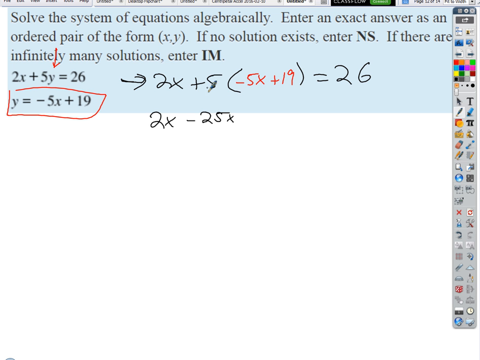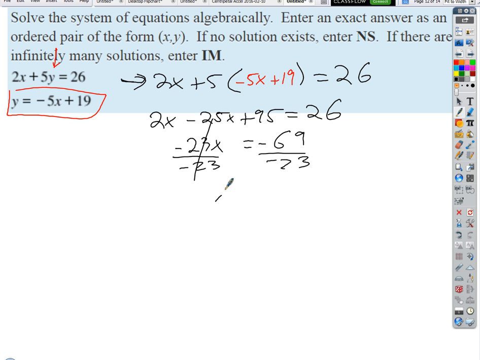Negative 25x, and then that's going to be a big one, isn't it? What's 5 times 19? 95. 5 times 20 would be 100, minus 1 times 5 would be minus 5, is 95. So plus 95 equals 26. Let's collect like terms. 2x minus 25x is negative 23x. Good. Subtract 95, and I'm going to get negative 69. Okay, divide both sides by negative 23, and x equals 3.